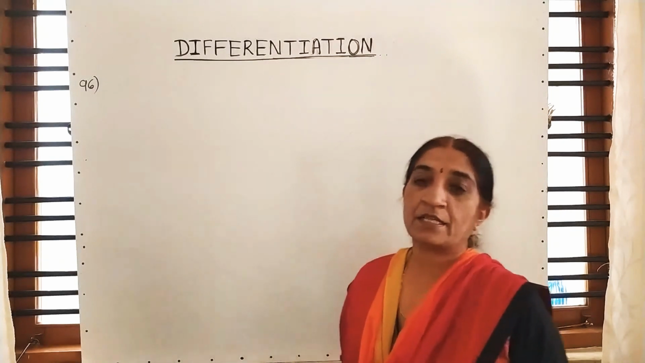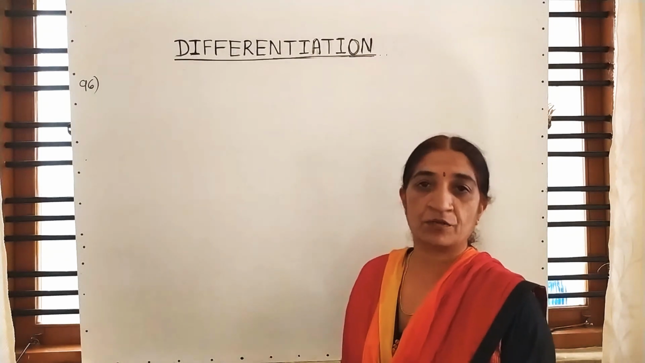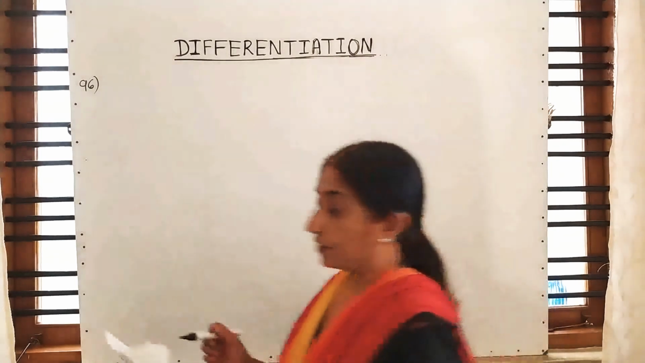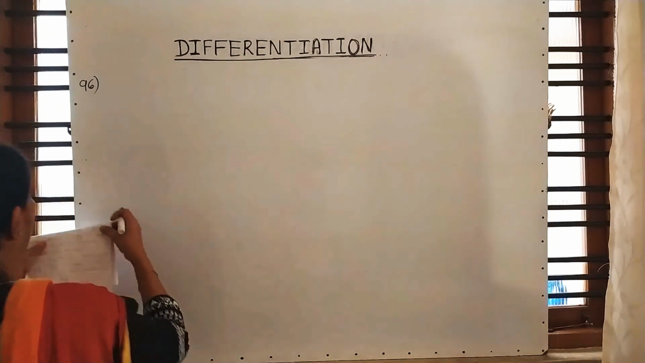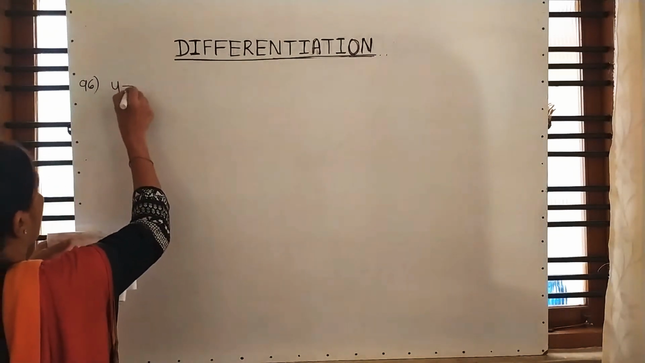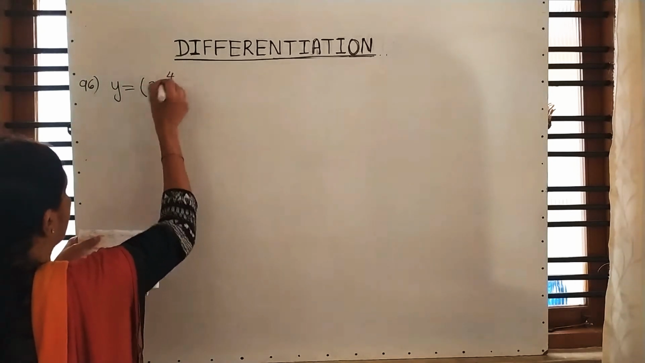So in the last class I explained the simple examples on differentiation. In today's class I have continued with some more examples on that. See here, question number 96. The question is the same: differentiate the following with respect to x, or find the derivative.